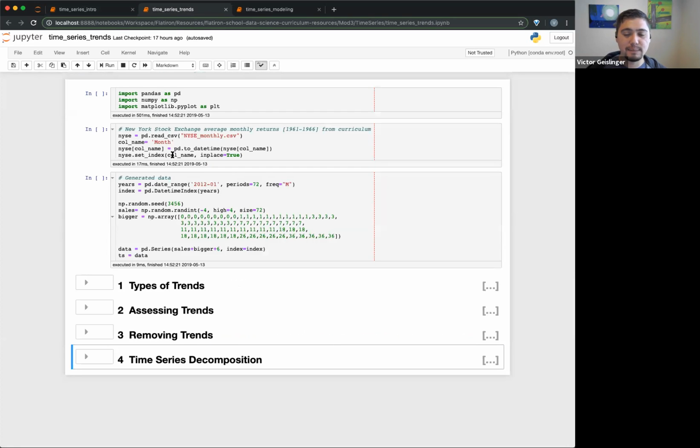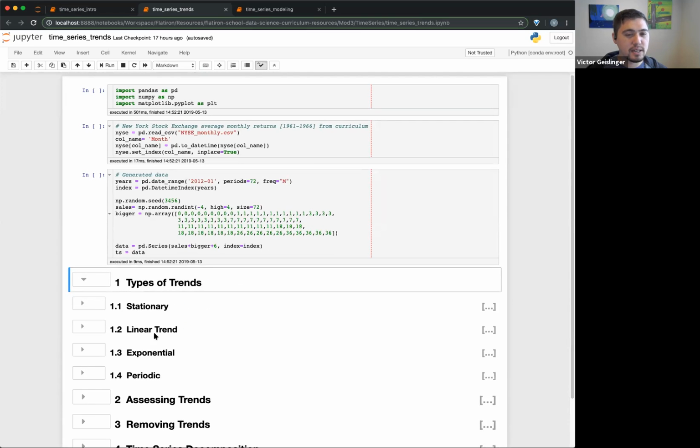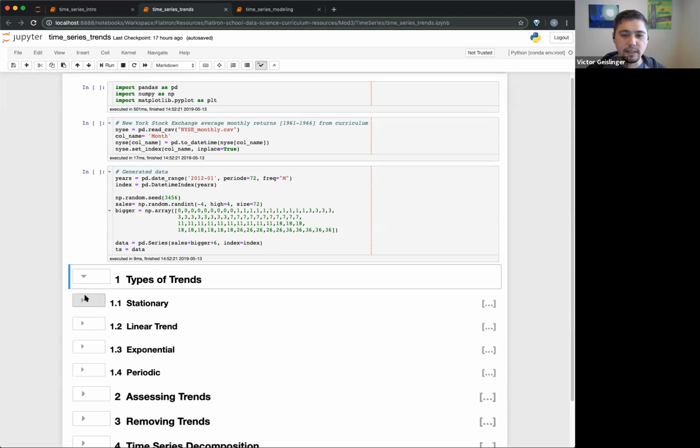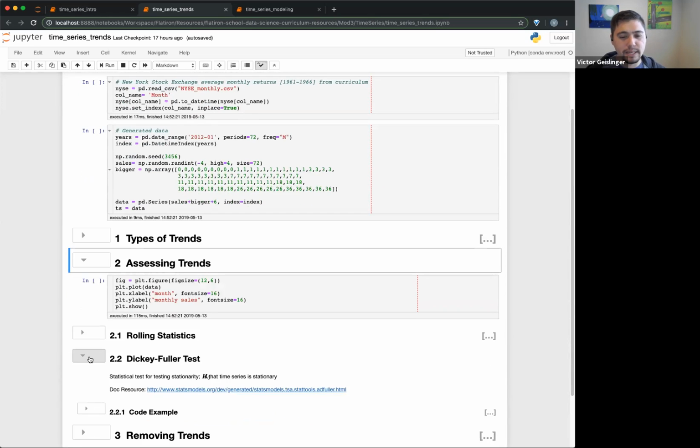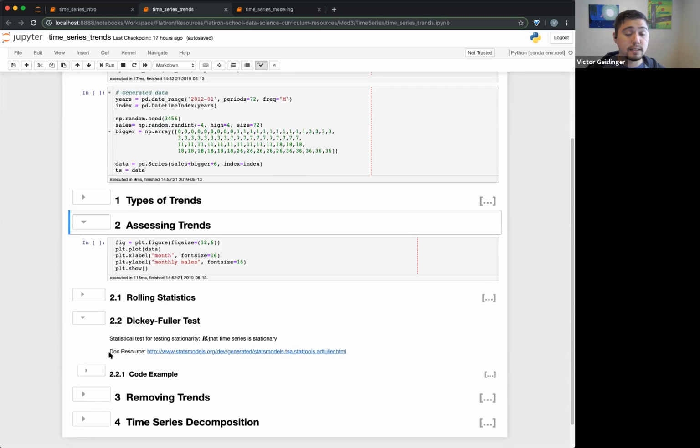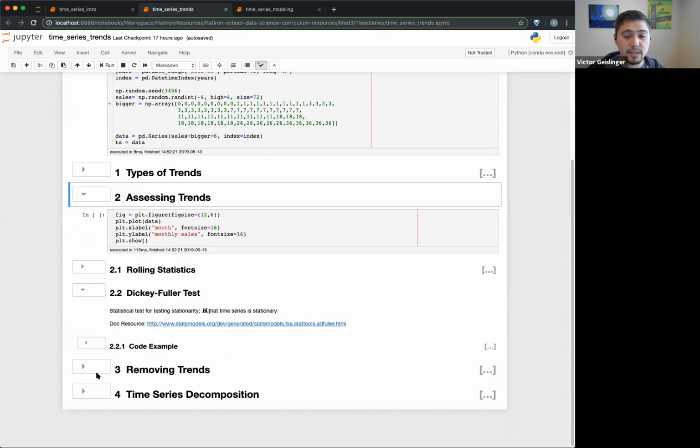So now we can talk about our time series trends. Did we talk about the types of trends? Stationary, linear, exponential, right? Okay, I wanted to make sure I got this right. I think we stopped about right here with removing trends. We talked about the Dickey-Fuller test, basically a statistical test for a time series. And then I think we stopped right before removing trends.